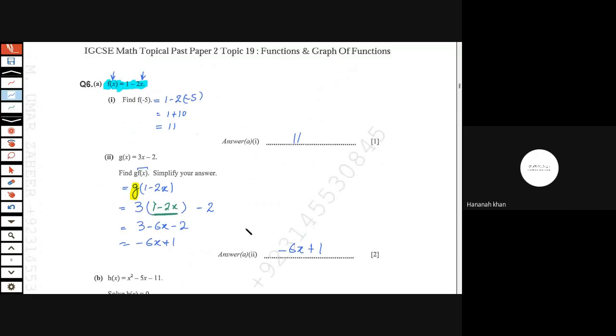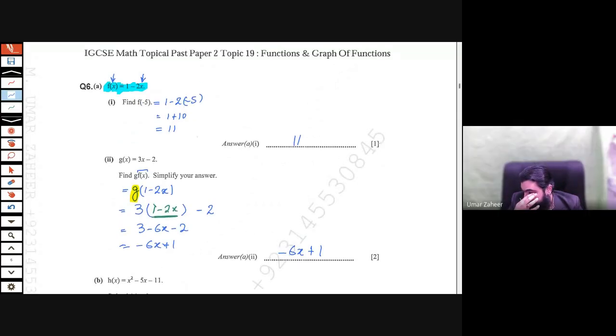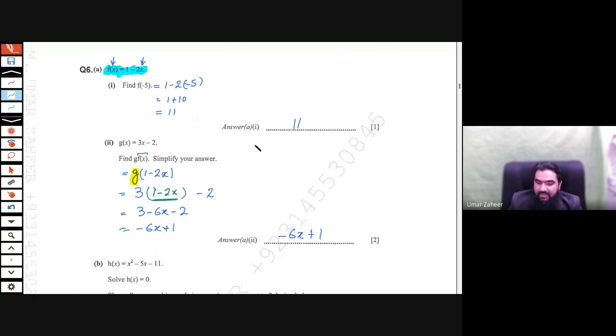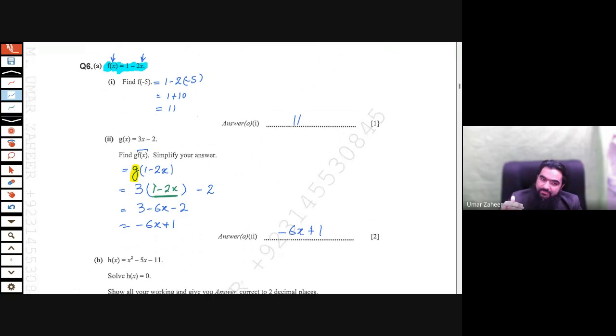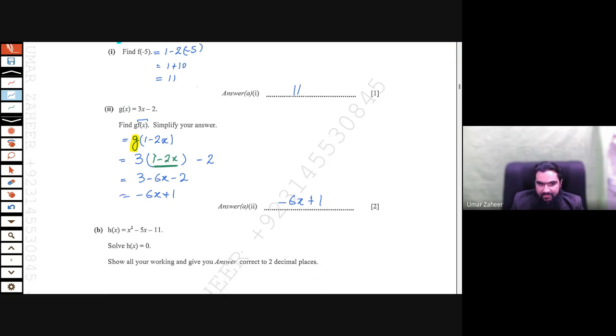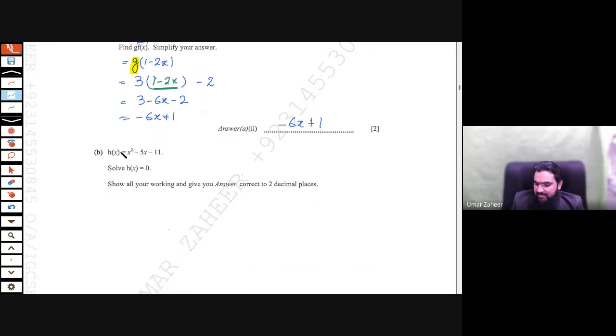Yes, sir. First of all, when you are going to do the practice, you have to do the questions that we have done in the class. Then you have to do the rest of the worksheet, because in all the questions we have exactly the same pattern or the same way. All right, sir. So next we have h of x is equal to x square minus 5x minus 11.